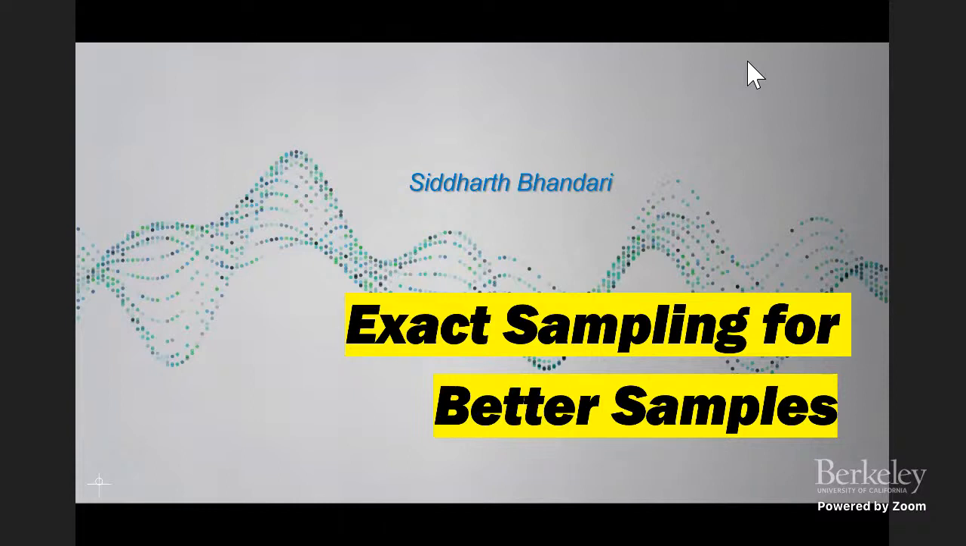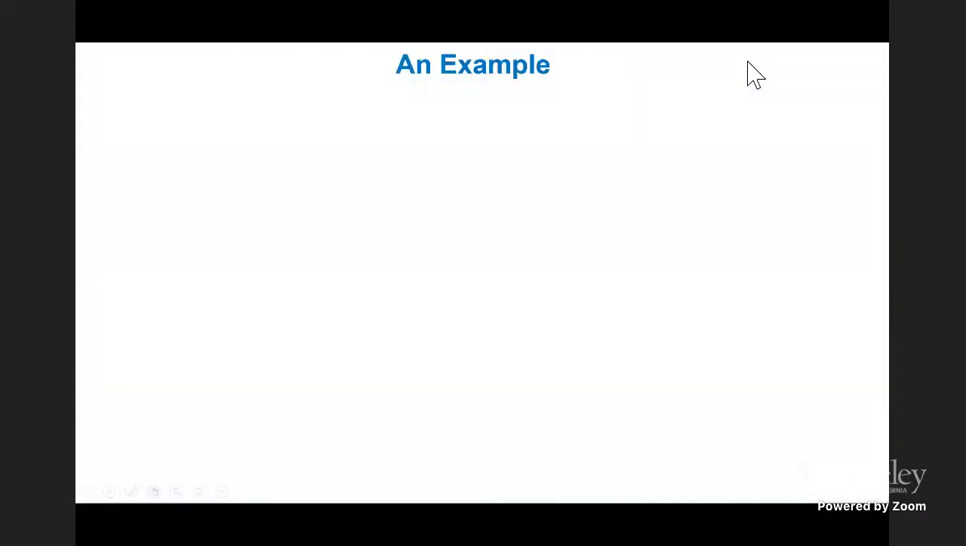Okay, great. So this is really more like a meta statement I want to make about when we have some local procedure to sample approximately. Can we do something to ensure better quality of samples? But let me give you an example to make what I'm saying more concrete.